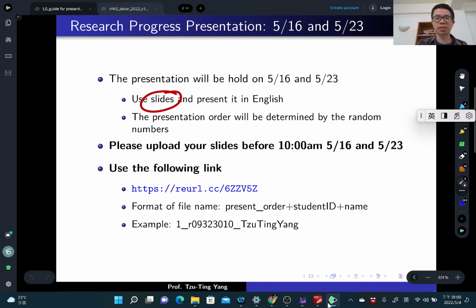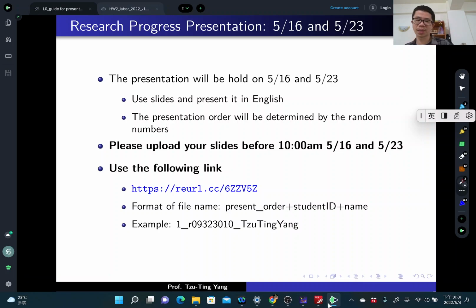And please use slides and present in English. Please also upload your slides before 10 a.m. on May 16 or May 23rd, depending on when you present, using the following link. For the format of your slides, the file name is the presentation order. So if you are the first presenter on May 16, you just put 1, or if you are the second presenter, put 2.